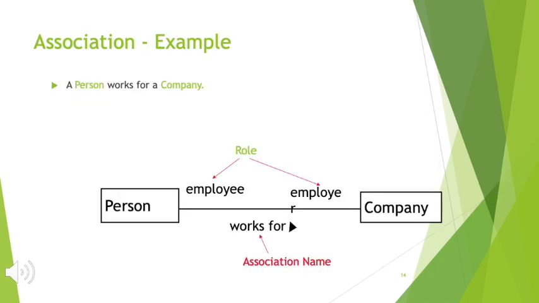Okay, this is another example. In this example, we want to show a person works for a company. So there will be two components here, person and company. And then in the middle, it shows the connection, the relationship between person and company. So it shows here the person works for company. Works for, here it shows the association name.